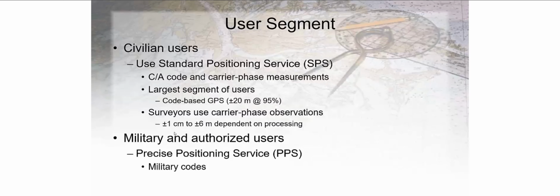As surveyors, we use the carrier phase shift observations, and we're good to about a centimeter to 6 meters, depending on how we process the data. And that's what you have to realize. We have to process the data in order to get the real accuracies. And that processing can happen real time out in the field, so it's not something we have to do separately. The military and authorized users use the precise positioning service or the P codes or the military codes. So that right now it's the P code. By 2020, when the modernized system is up, they're going to turn those off and there'll be the M1 and the M2 codes.